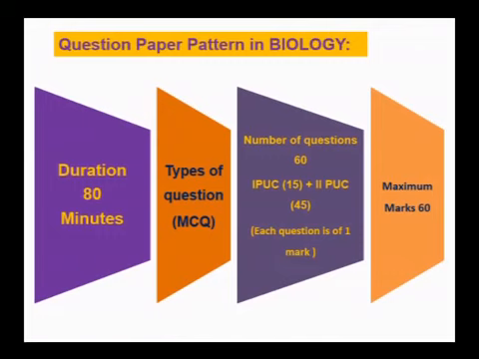Approximately 15 questions from the first PU syllabus and major 45 questions from the second PU syllabus. Each question is of 1 mark and maximum marks 60.